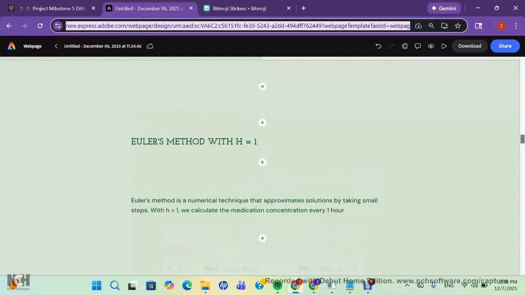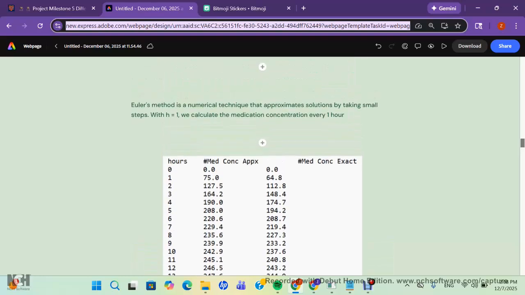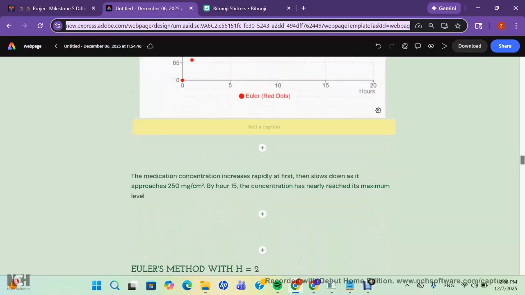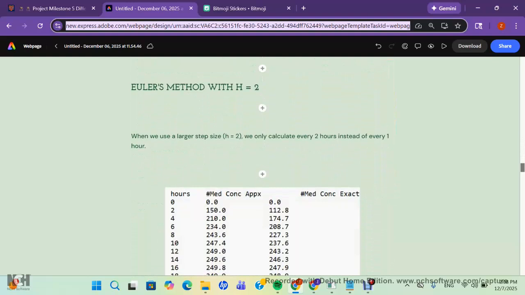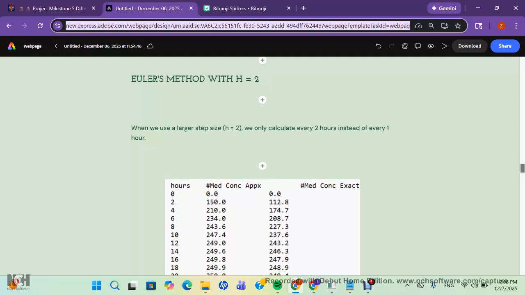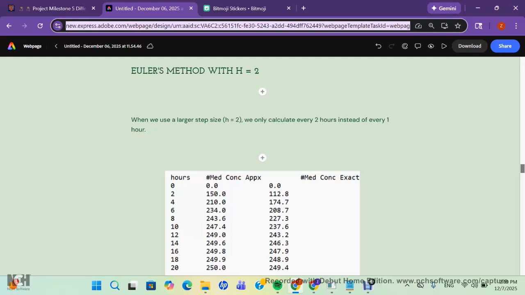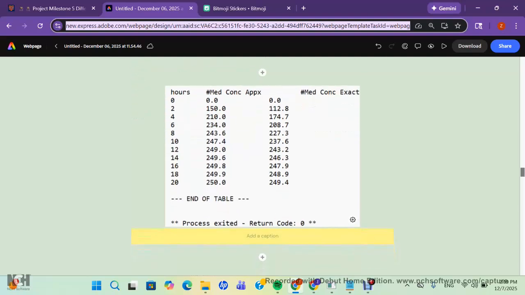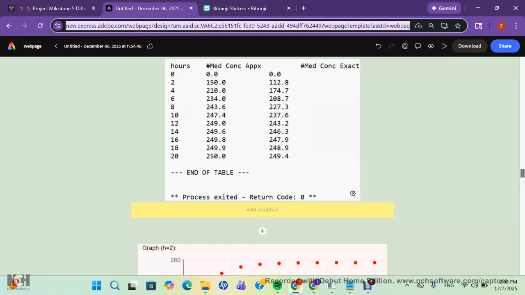And now we're doing Euler's method. Euler's method is a numerical technique that approximates the solution by taking small steps forward in time, calculating the concentration at each step. So first I did h = 1, and then h = 2. With the step size of h = 2, I calculate the medication concentration every 2 hours instead of continuously. And here's what I found. These are the hours I used, and this was the medication concentration.